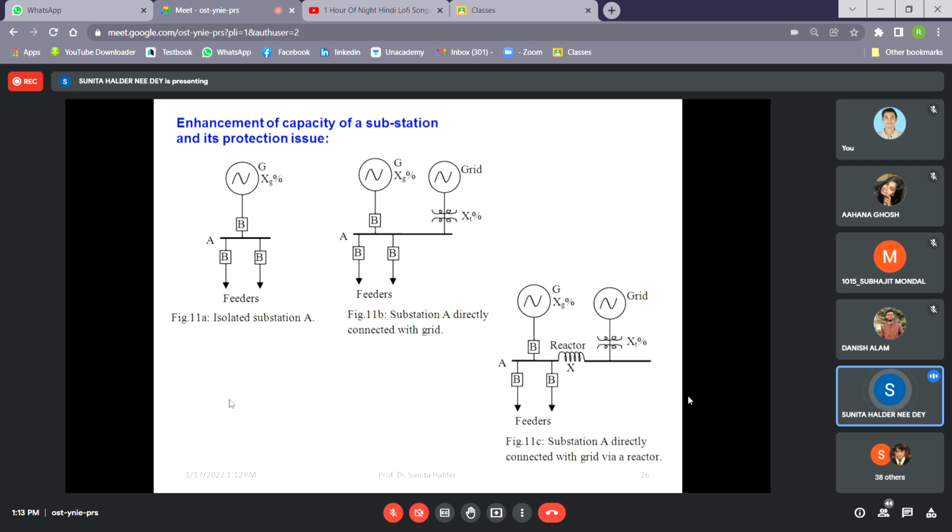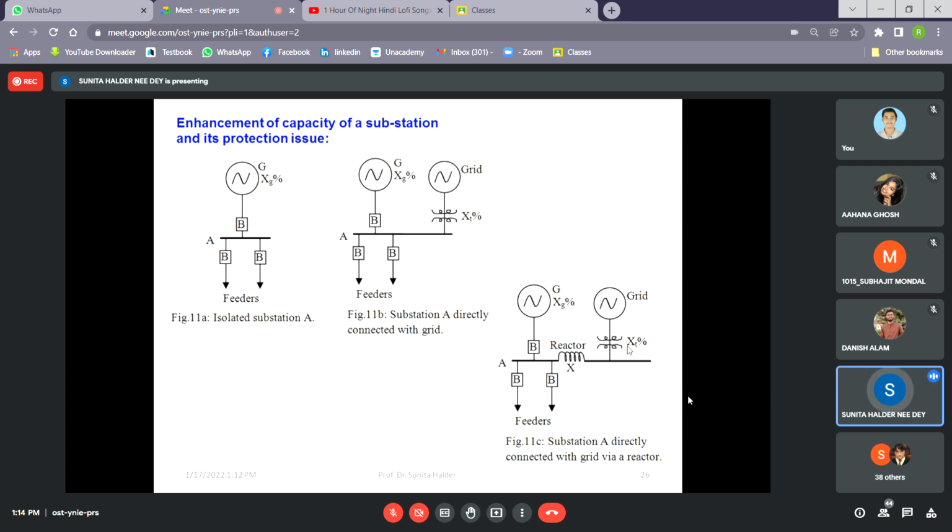So in that case, to limit that current, a reactor is introduced between the incoming grid and the system. Why? Because this reactor will be in series with this transformer reactance. So it will limit the incoming current, and it will help to make the short circuit MVA equal to the limiting value of the short circuit rating of the breaker, right? So in that way, the existing breaker will be able to be used even when the grid is connected.